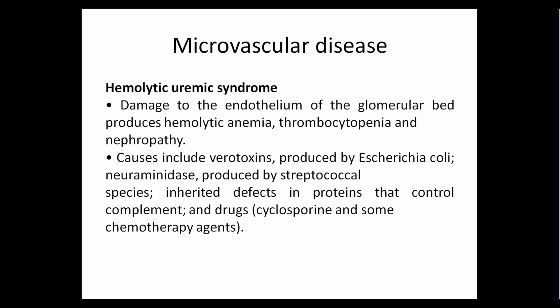Hemolytic uremic syndrome. Damage to the endothelium of the glomerular bed produces hemolytic anemia, thrombocytopenia, and nephropathy. Causes include verotoxins produced by Escherichia coli, neuraminidase produced by streptococcal species, inherited defects in proteins that control complement, and drugs such as cyclosporine and some chemotherapy agents.